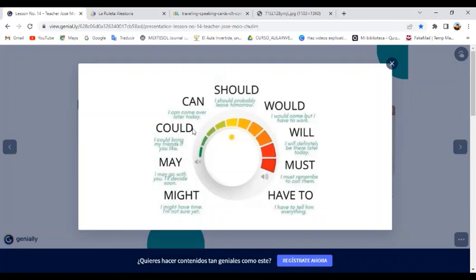Okay, Edgar, can you give an example using could, please? Could you repeat the question, please? Okay. Excellent. That's a good example. And Benjamin, can you give an example using have to, please? I have to go to the office today. Okay, that's a good example.